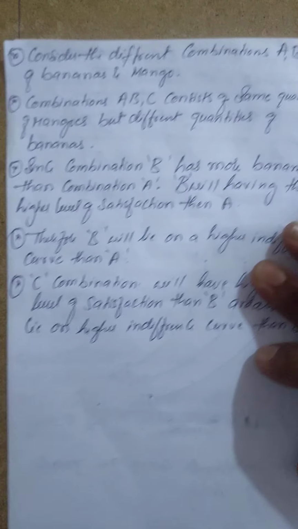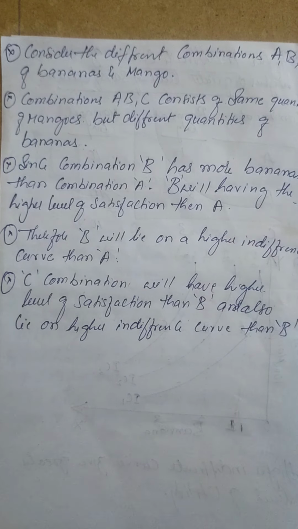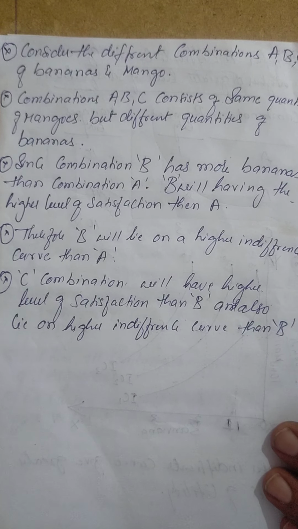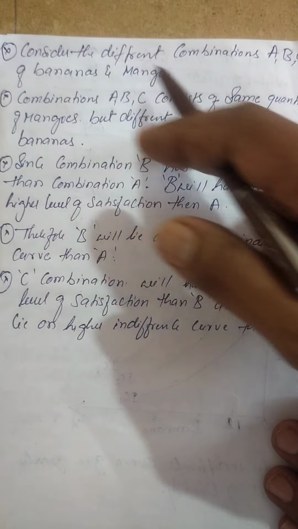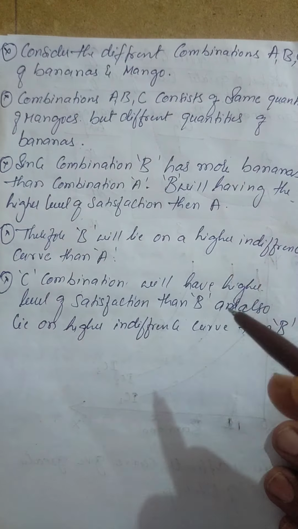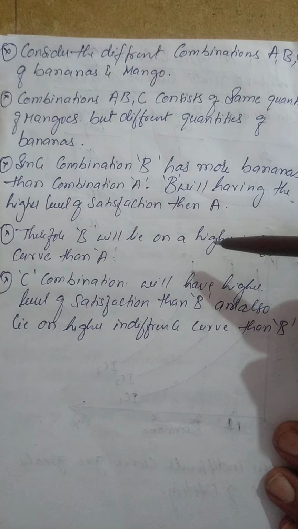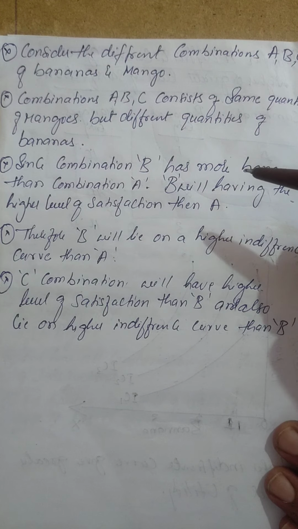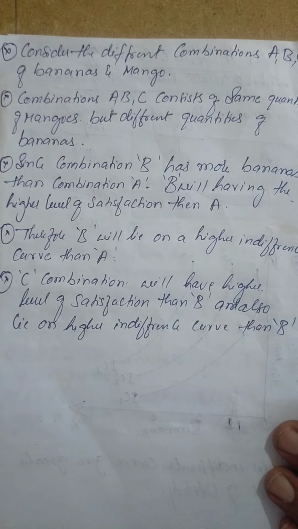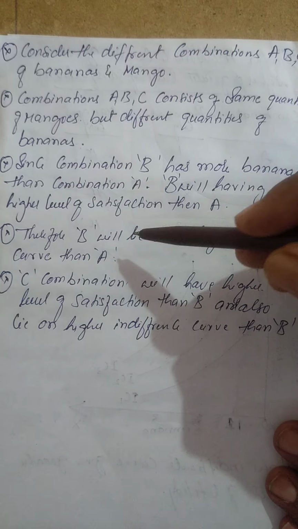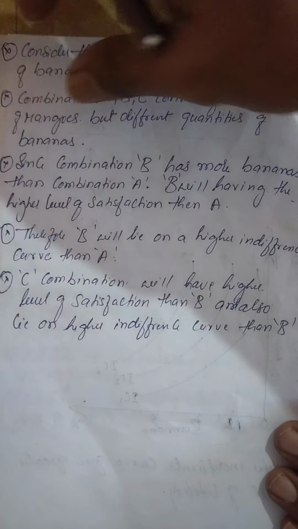According to the graph, which is at a higher indifference curve, the explanation is the same as I said now. Considering different combinations A, B, C of banana and mango, the combinations A, B, C consist of the same quantity, as I said, 10 units, no change. But different quantities of banana are consumed. Since combination B has more bananas, A to B, B to C, there were changes. I'll show you once again.